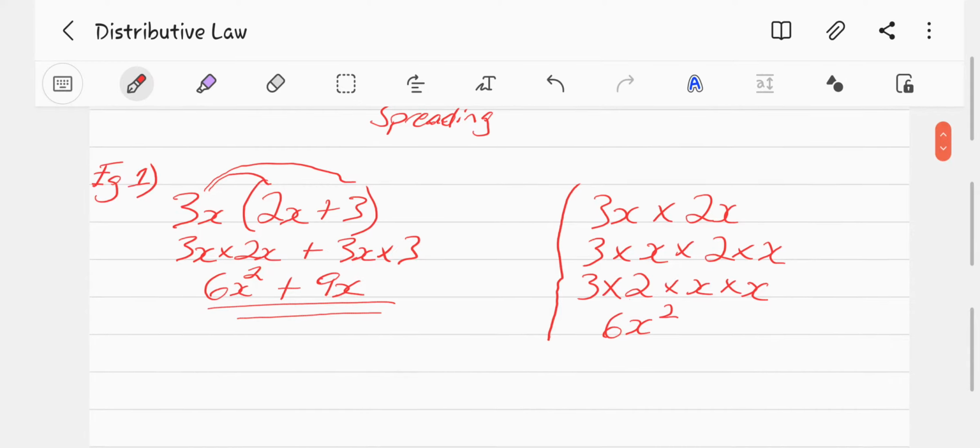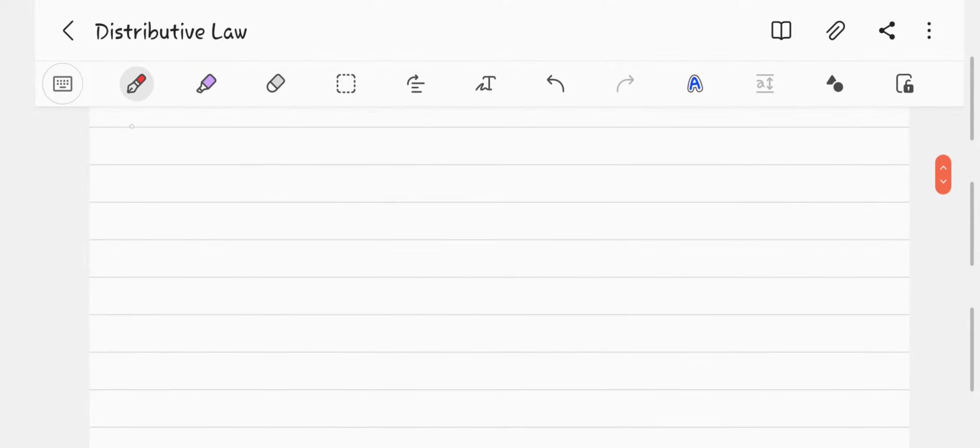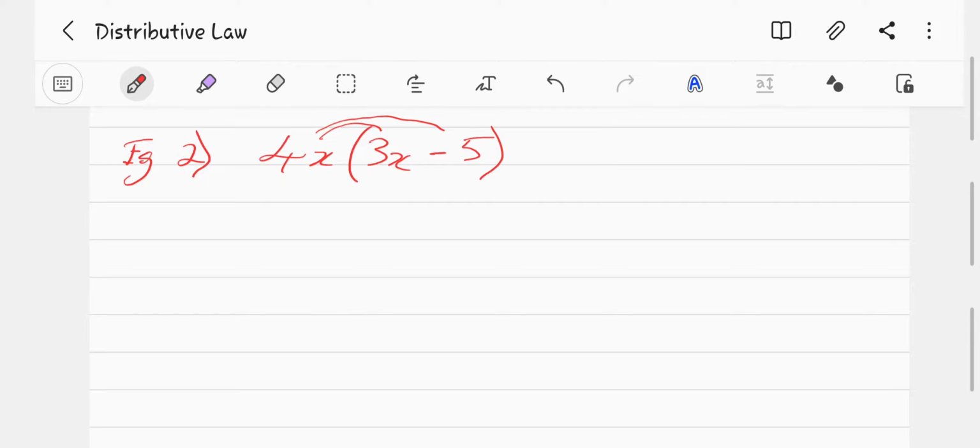We'll move on to a second example so we can expound a bit more. So example 2. Let's say we have 4x to distribute over the bracket 3x minus 5. We can go ahead and do this distribution using the law of distribution, the distributive law as well. So it's going to be 4x times 3x, right? And then it's going to be minus 5 that we're multiplying by 4x as well.